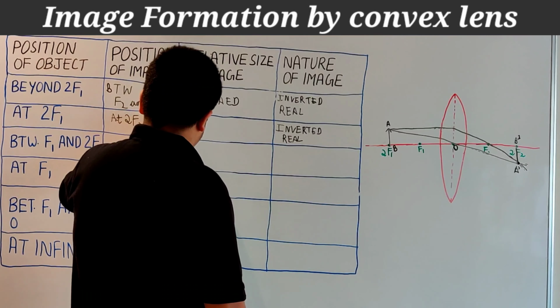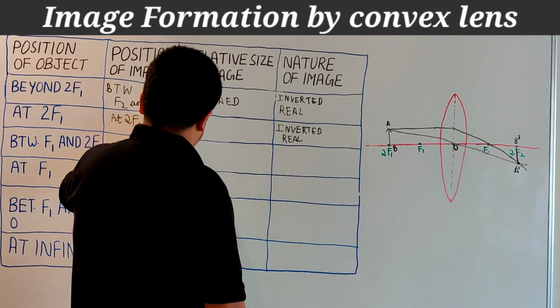And where is this image located? It is located beyond the point 2F2. Position of image will be beyond 2F2. Also, again, the image will be real and the image will be inverted. So, with this, we come to the end of the third case.